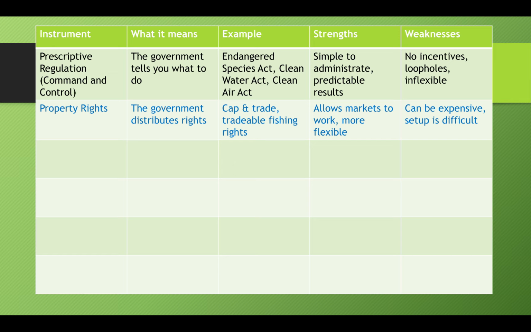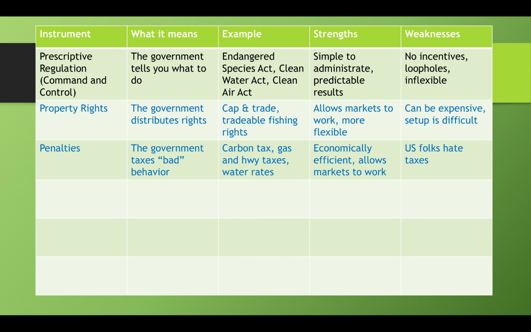The strength of this instrument is it really allows markets to work. It's less expensive to run, and it's more flexible, so companies can decide which strategy they want to use. The problems are, it can be very expensive to set up, particularly when we're thinking of cap and trade and tradable fishing rights. That setup can be really difficult to do. We're going to talk a little bit more about how it can also lead to hotspots in a later lecture.